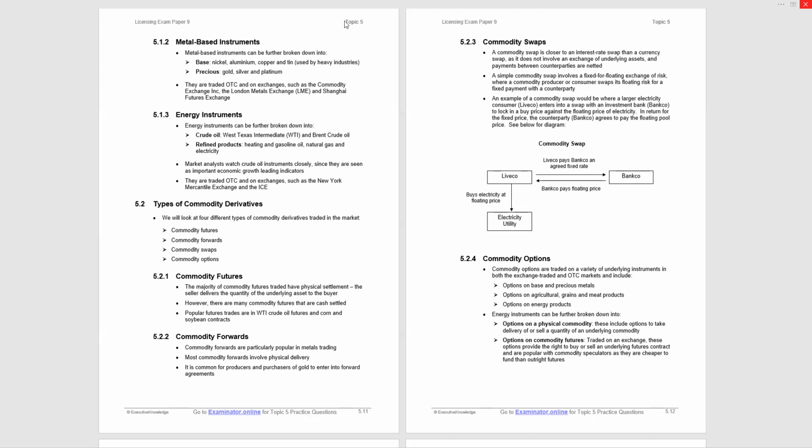Now, this would be used by LiveCo when LiveCo thinks electricity prices are going to increase and BankCo is willing to take the opposite position.